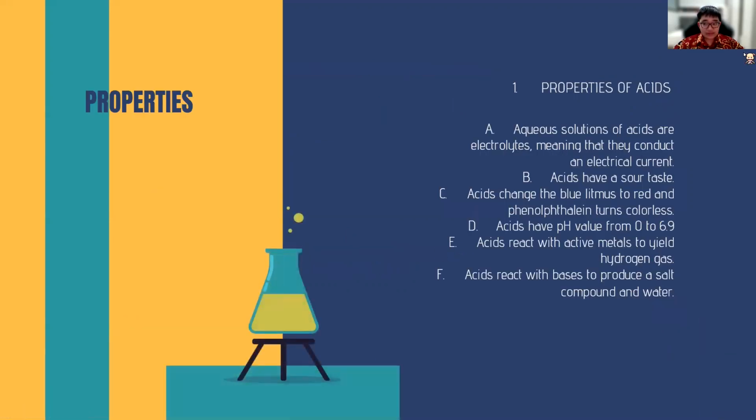The properties of acid. There are 6. For the first one, aqueous solutions of acids are electrolytes, meaning that they can conduct an electrical current. For the second one, acids have a sour taste. Then acids can change blue litmus into red, and phenolphthalein into colorless. Acids have a pH value of 0 to 6. Acids react with active metals to yield hydrogen gas. And the last one is acids react with bases to produce a salt compound and water.